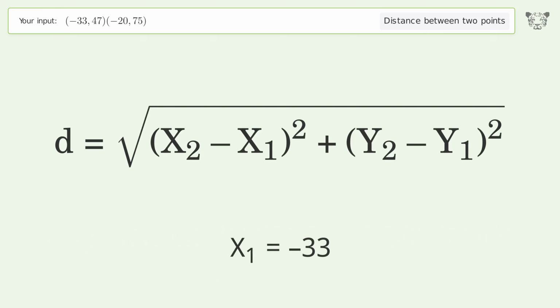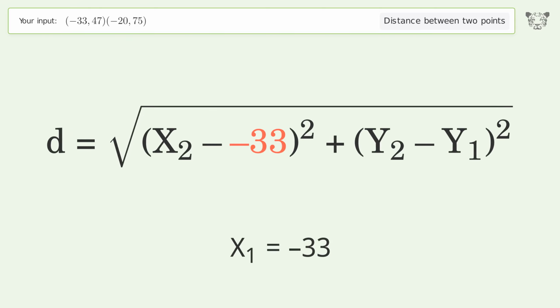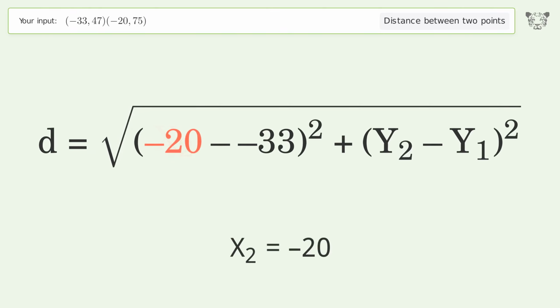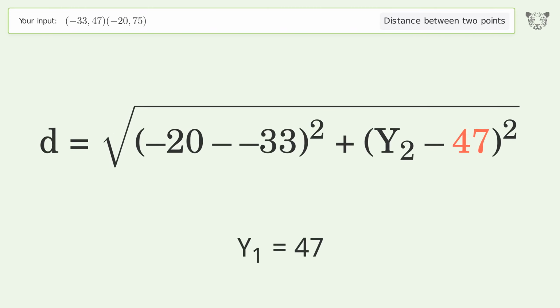x1 equals negative 33. x2 equals negative 20. y1 equals 47. y2 equals 75.